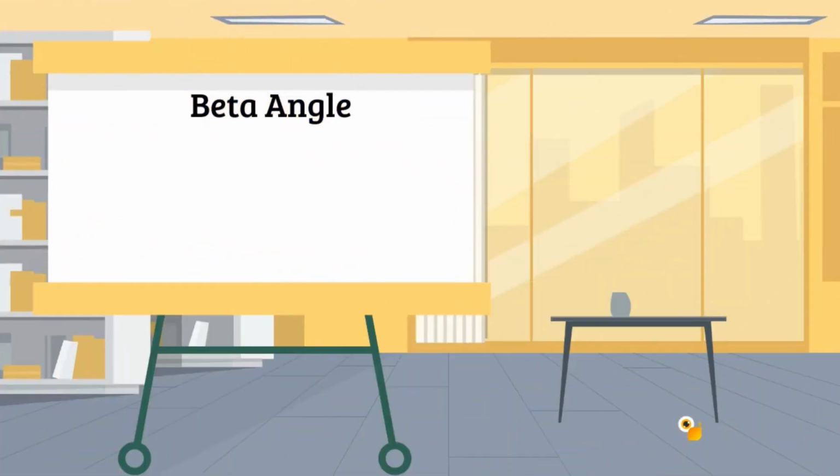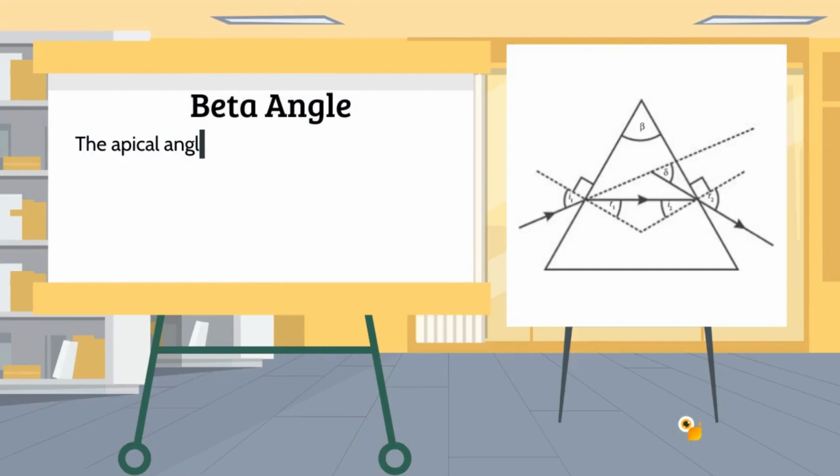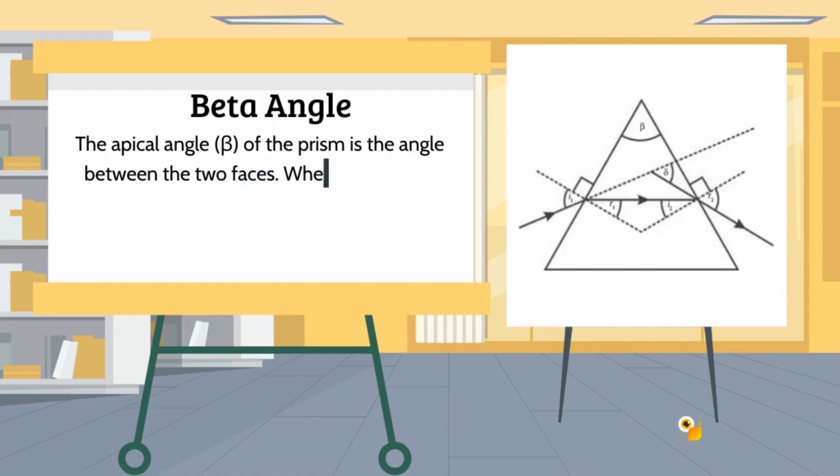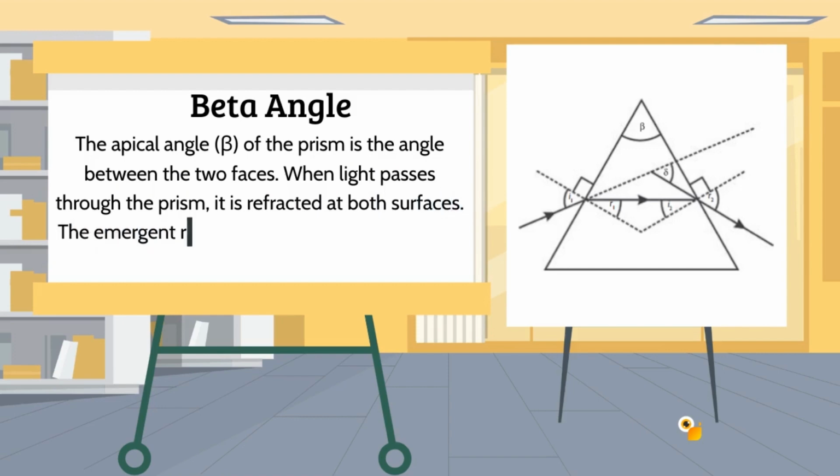Beta angle. The apical angle, or beta, of the prism is the angle between the two faces. When light passes through the prism, it is refracted at both surfaces. The emergent ray typically leaves the prism with a direction different from the incident ray.